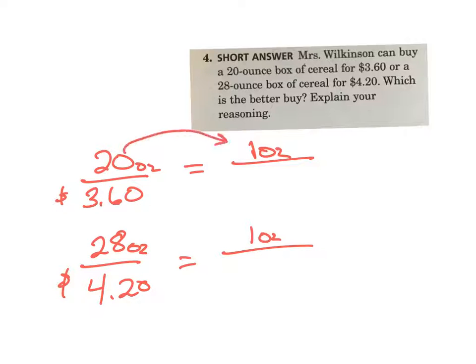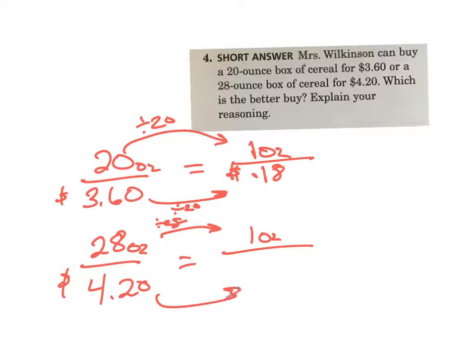Now, I want to see what I get for 1 ounce of this one and 1 ounce of this one. So how do I get from here to here? I divide that by 20. So now I have to divide this by 20. So let's do that. $3.60 divided by 20 equals 0.18. 18 cents an ounce. Now this one divided by 28, and I divide this by 28.